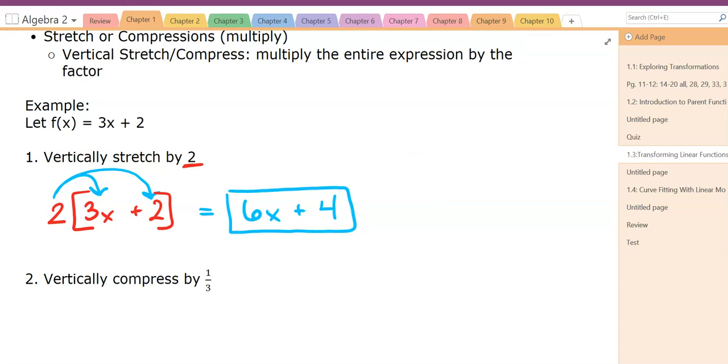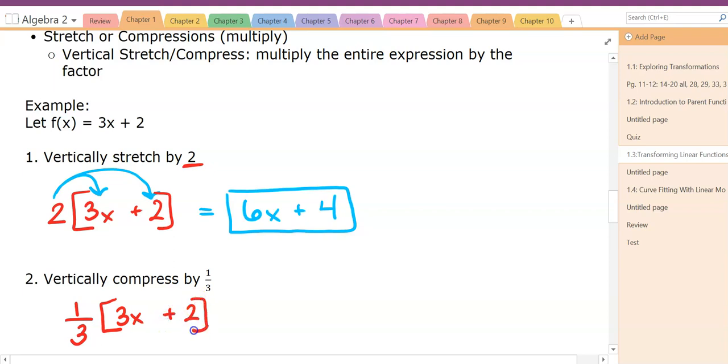So to set this up, we should have 1/3 out front, like I put my 2 out front for the first problem. And we're going to take that times the 3x plus 2. So again, use your distributive property. 1/3 times 3x, you think about 1/3 times 3, it's going to become just a 1, because the 3's are going to reduce each other out to 1's. So you're just going to be left with an x for that first term.